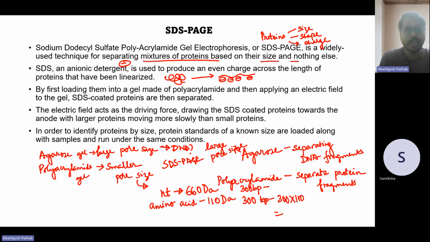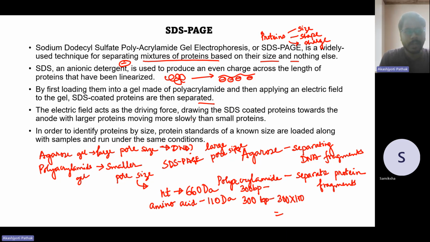So you first load the proteins into a gel made of polyacrylamide and then apply an electric field to the gel, and the SDS coated proteins are separated. The electric field acts as a driving force. Since the protein is coated with uniform negative charge, when you apply the electric field, it will move towards the positively charged electrode.